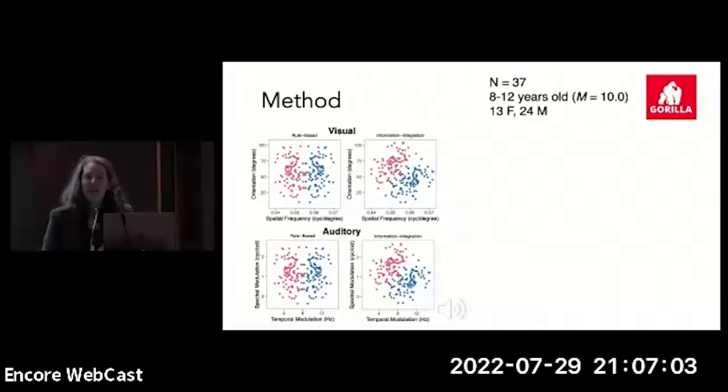The visual categories that they learned, we've already talked about: the Gabor patches, and they learned a rule-based and an information integration type category. And the auditory categories are sort of analogs to these Gabor patches, but in the auditory modality. So they involve complex combinations of temporal and spectral information. And I'll play you an example, hopefully, of what that sounds like now.